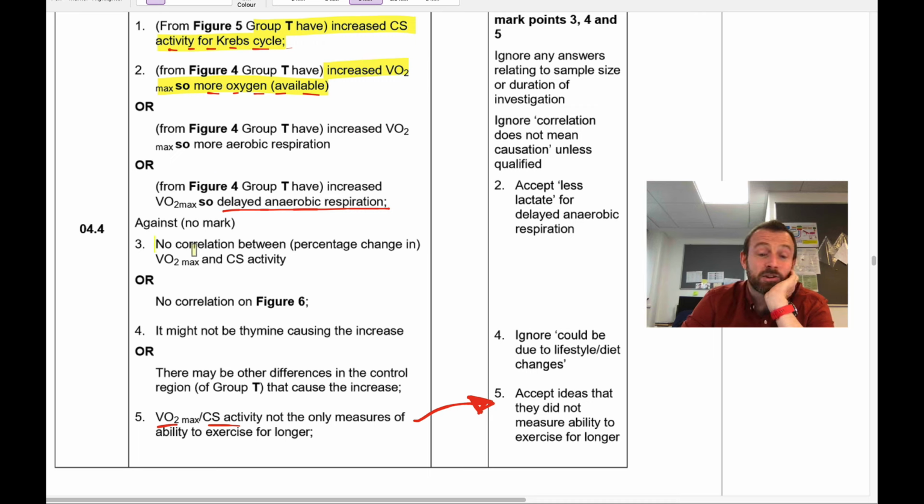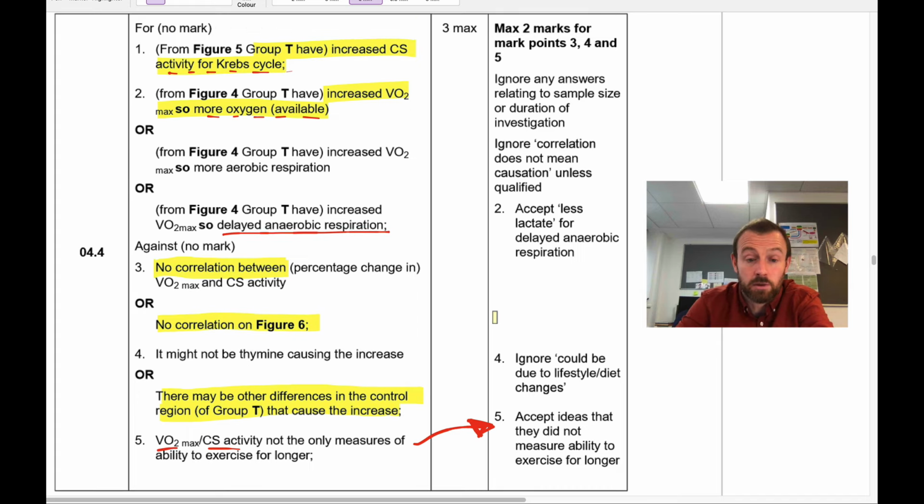Okay, limited correlation. I said there was some correlation. Maybe I should have been more critical. No correlation on figure 6. There might be other differences that cause it. There could be other differences in the control region of group T that cause the increase. That's interesting. So it might not just be thymine that has mutated. There might be other mutations that we weren't looking at.